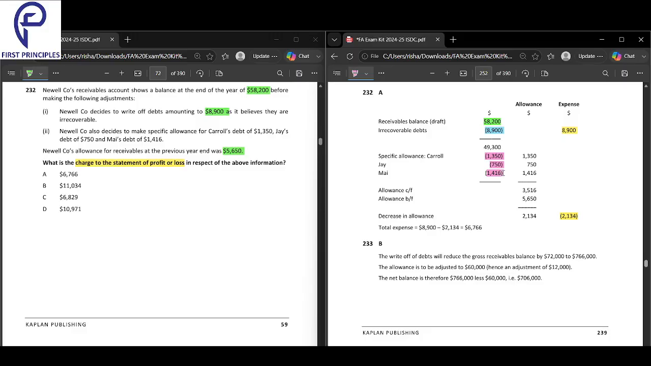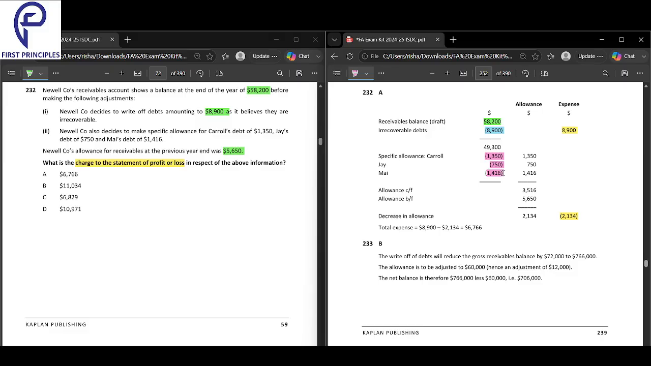For Carol, how much? For J, how much? For my, how much? So these are the three allowances they are making: for Carol, for J, and for my.